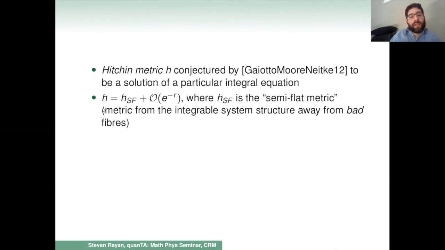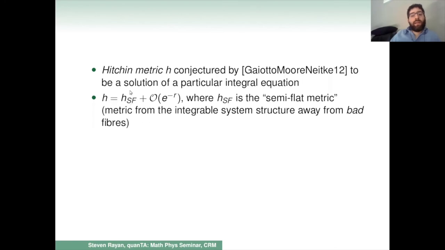And this relationship is only defined away from, if you like, the bad fibers of the Hitchin system. The semi-flat metric is undefined there, yet the Hitchin metric persists. The Hitchin metric is defined on the entire moduli space. So you can think of the Hitchin metric as a correction to the semi-flat metric that allows it to exist everywhere on the moduli space.